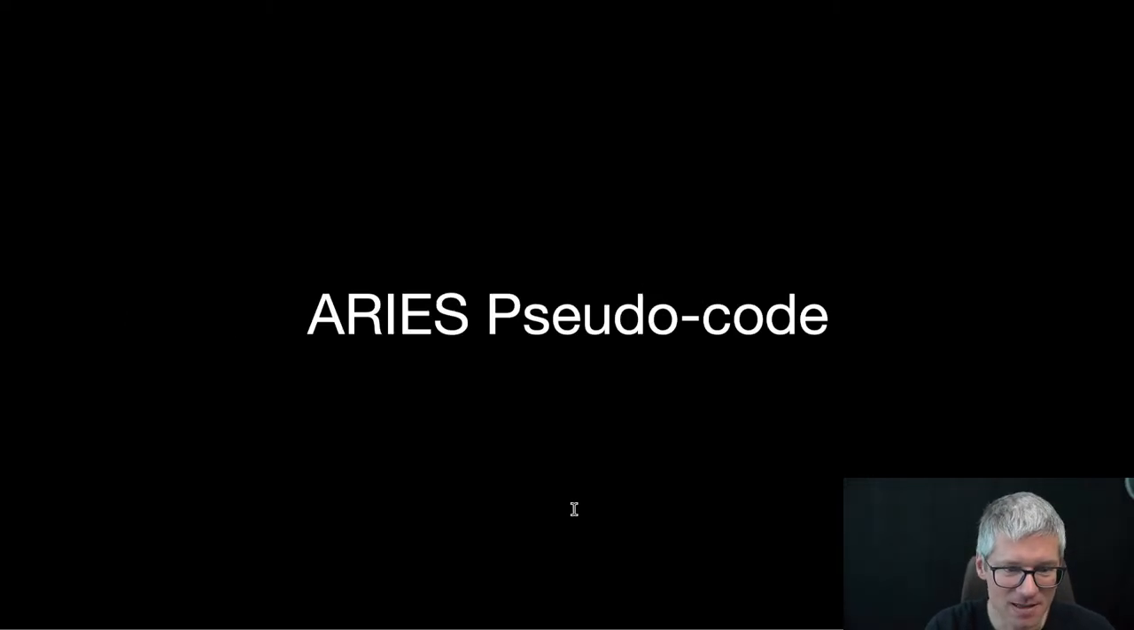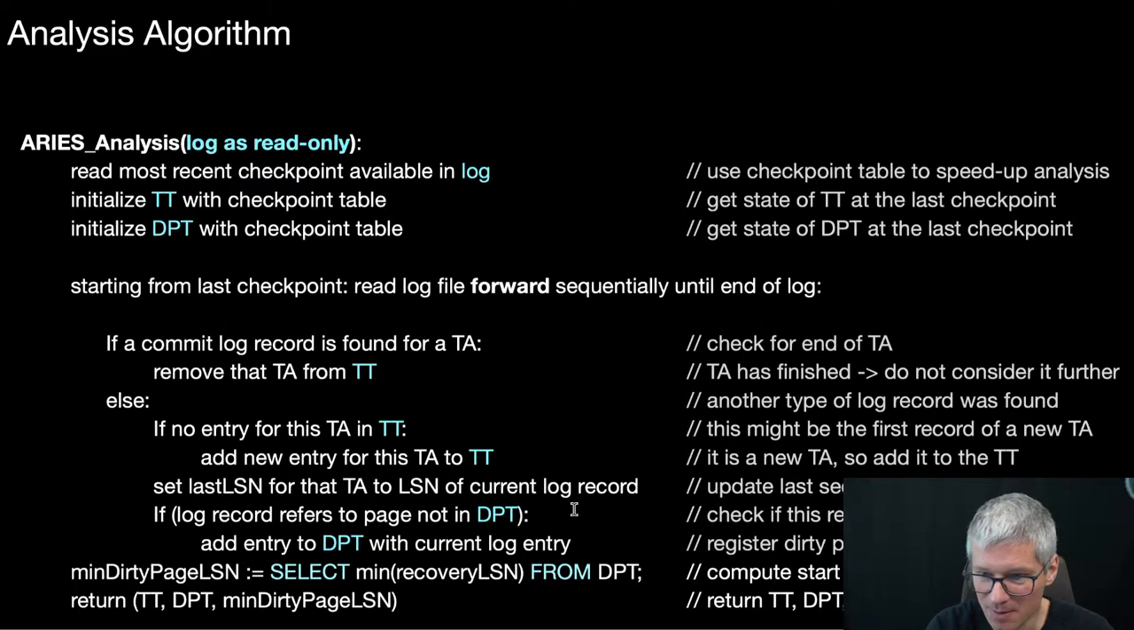Okay, so let's look at the pseudocode in more detail, but basically it's just detailing a bit more what I just explained. So again, the analysis algorithm. And let's read it from the return for the moment. That's what we have to find out. The transaction table at the point of the crash, the dirty page table at the point of the crash, and this min dirty page LSN. So that's the entry point for the redo phase. So the earliest possible log record that created the first dirty page. That is what we have to find out, and that is what the analysis phase is about.